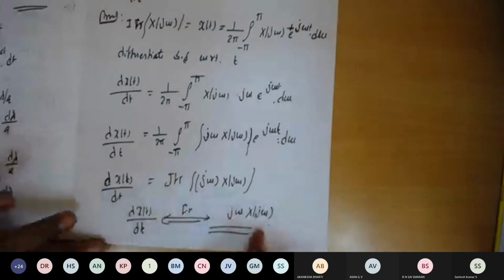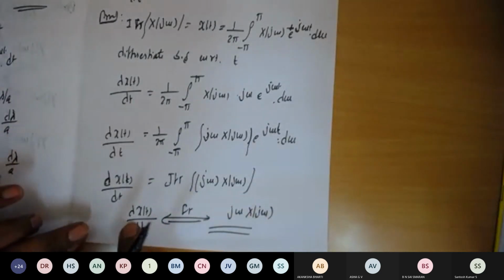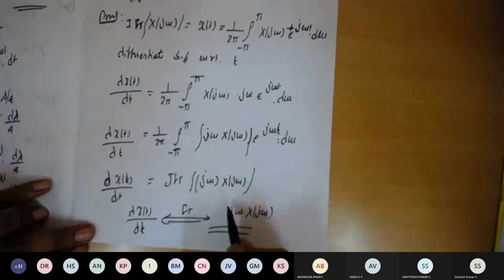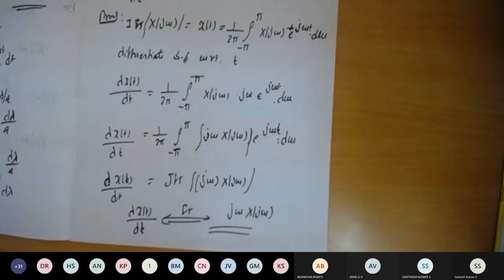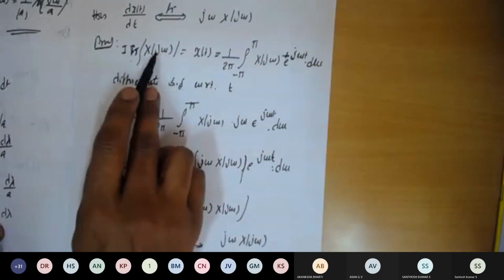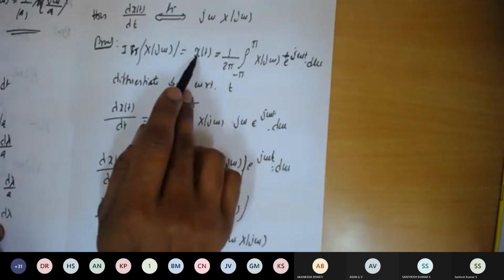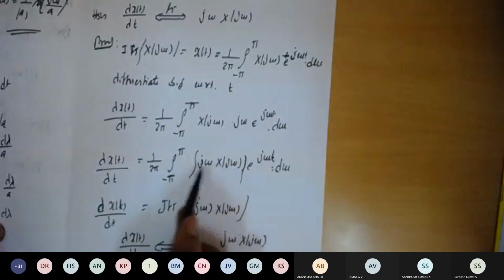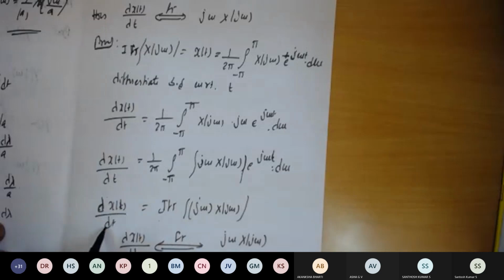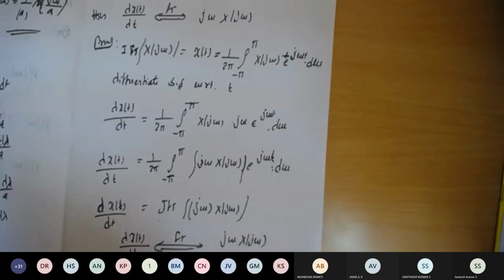So we can write the inverse Fourier transform of this as the time domain content, or else the Fourier transform of the time domain content is equal to this frequency domain content. That's why I wrote the inverse Fourier transform of x of j omega, where x of j omega is the input and the corresponding output is x of t. Similarly, j omega into x of j omega as input gives the output dx of t by dt. So this is for the Fourier transform.